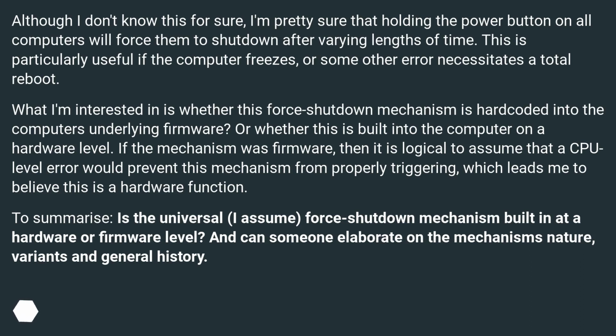What I'm interested in is whether this force shutdown mechanism is hard-coded into the computer's underlying firmware, or whether this is built into the computer on a hardware level. If the mechanism was firmware, then it is logical to assume that a CPU-level error would prevent this mechanism from properly triggering, which leads me to believe this is a hardware function. To summarize, is the universal, I assume, force shutdown mechanism built in at a hardware or firmware level? And can someone elaborate on the mechanism's nature, variants and general history?